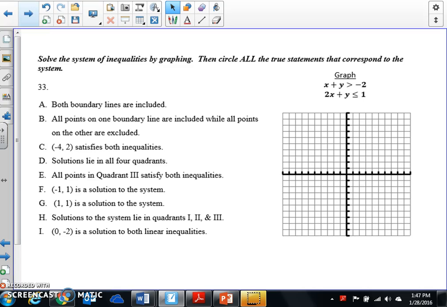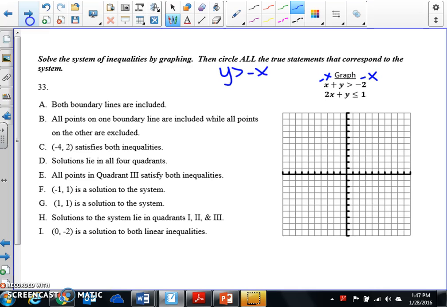All right, so this one's a big one. Solve the system of inequalities by graphing. Let's start by just doing it. So we start over here and we subtract x from both sides. So the first inequality is going to be y is greater than negative x minus 2. Over here on the second one, we subtract 2x on both sides. Therefore, that one's y is less than or equal to negative 2x plus 1.